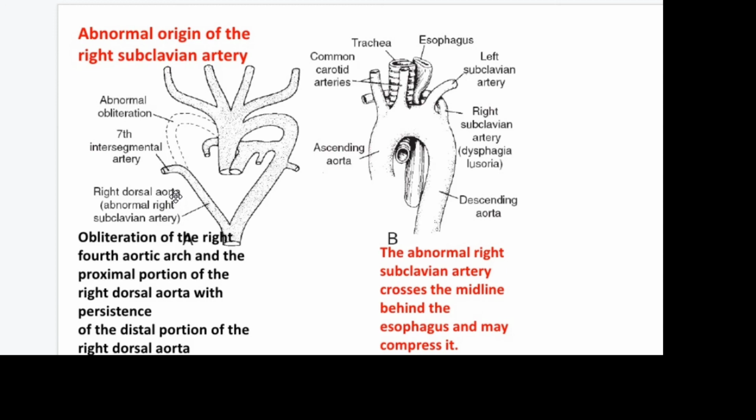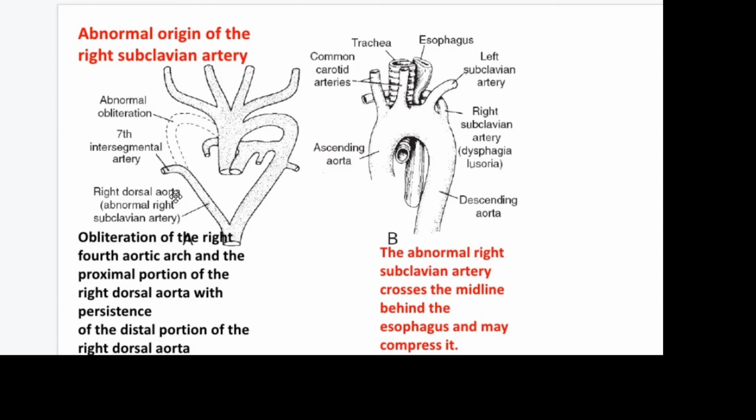So the right fourth aortic arch, which had to give rise to the right subclavian artery, obliterates, and the proximal portion of the right dorsal aorta also obliterates, with persistence of the distal portion of the right dorsal aorta. And we have the formation of this abnormal type of subclavian artery, which may cross behind the esophagus and may compress it.